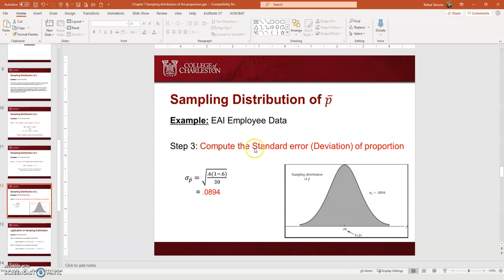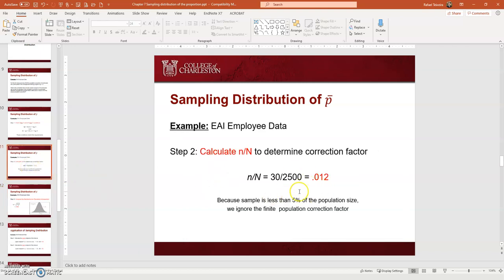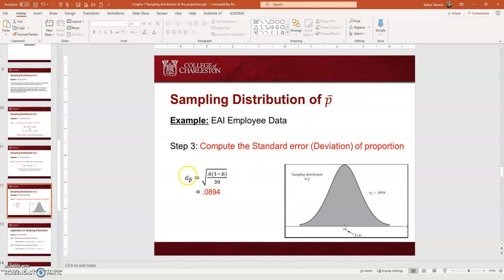Next step is compute the standard error of proportion, and here you have to use the infinite formula that you checked here, and you see that you have to use it in this step.